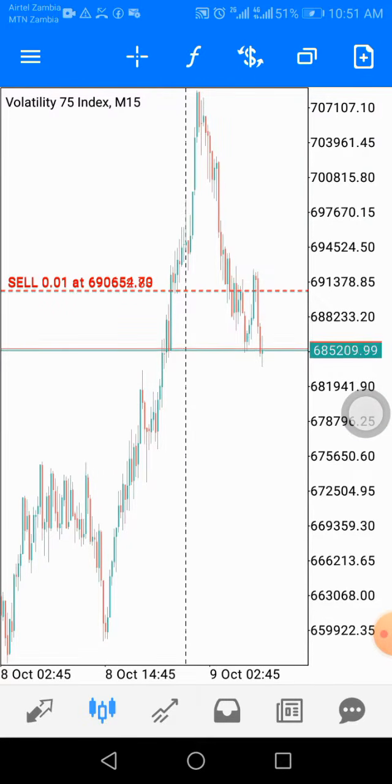So today I'll be teaching you guys this strategy. This strategy, ladies and gentlemen, involves just a few indicators that you need to put on your volatility 75 index chart. Now, see to it that you're trading on the 15-minute time frame. That's the best time frame that you can use this strategy that I'm about to show you. Pay attention on how I'm going to put the indicators.